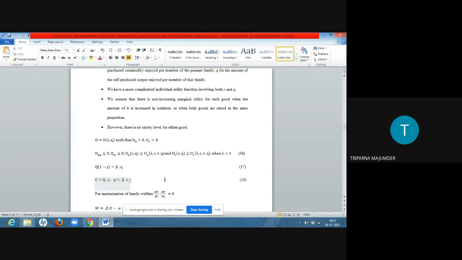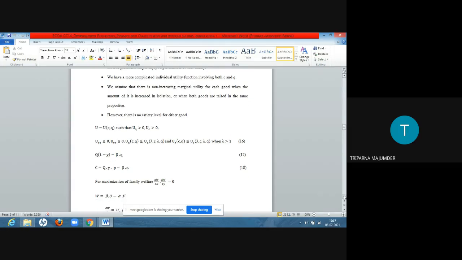Now, for maximization of family welfare, we now have two variables. One is labor and the second variable y is the proportion of output sold in the market. So for maximization, dW/dL and dW/dy are set equal to 0.